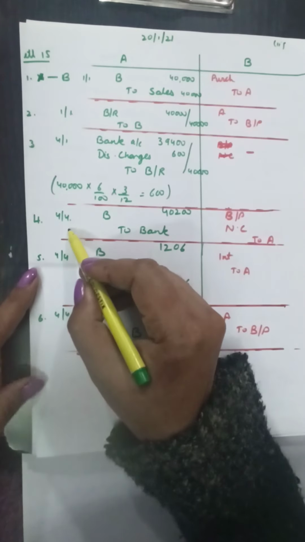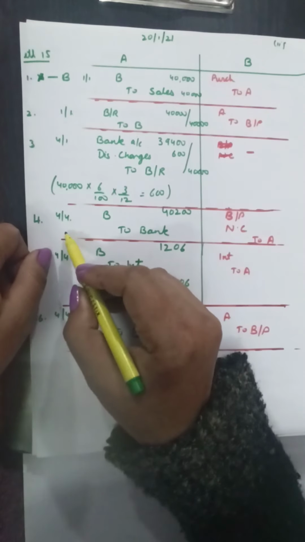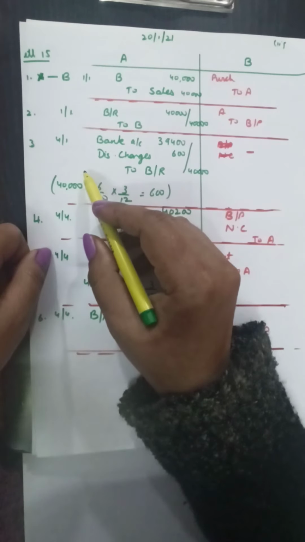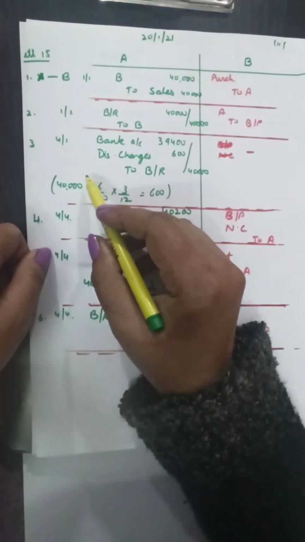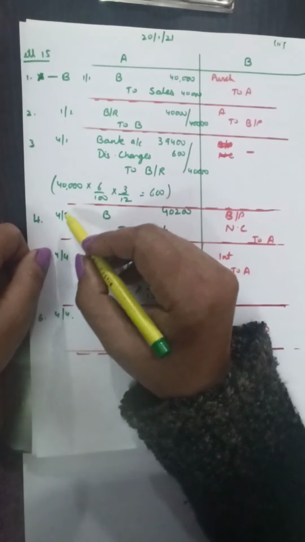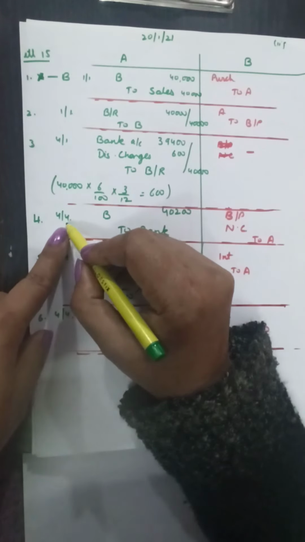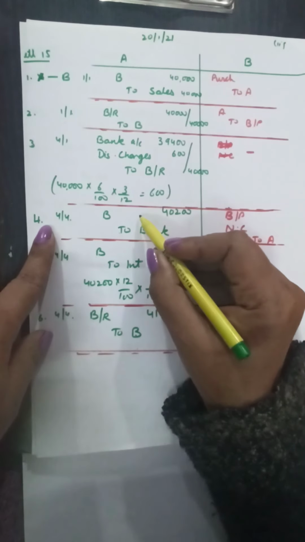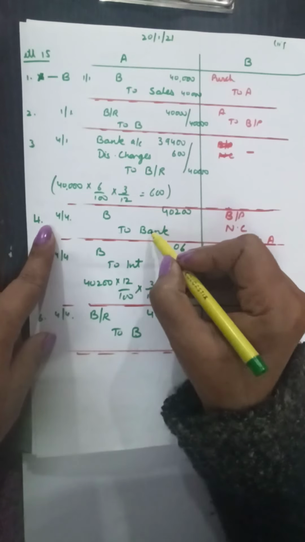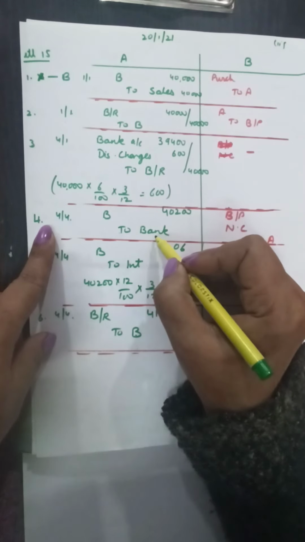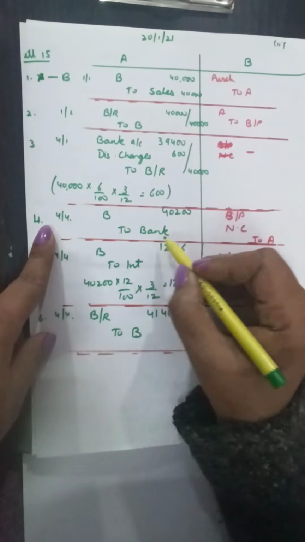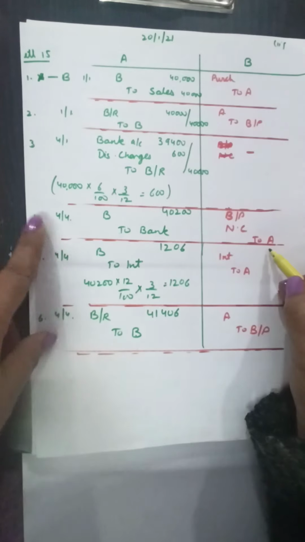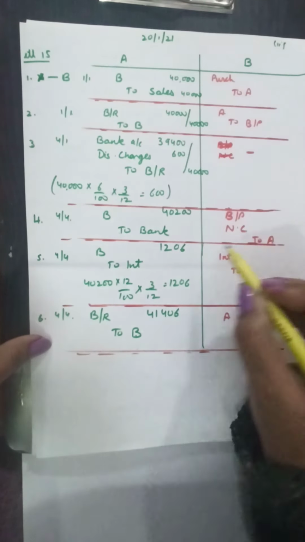On 4th of April, the date given there, this is the date of the bill. I told you, from 1st Jan to 1st Feb, 1st Feb to 1st March, 1st March to 1st April, 2nd, 3rd, 4th April. This is the due date, 4th of April. So on 4th of April, the bill is dishonored. B to bank. Why B to bank? Because the bill is with the bank at this time. B to bank. And in its books, bills payable, noting charges to A. This will remain the same.